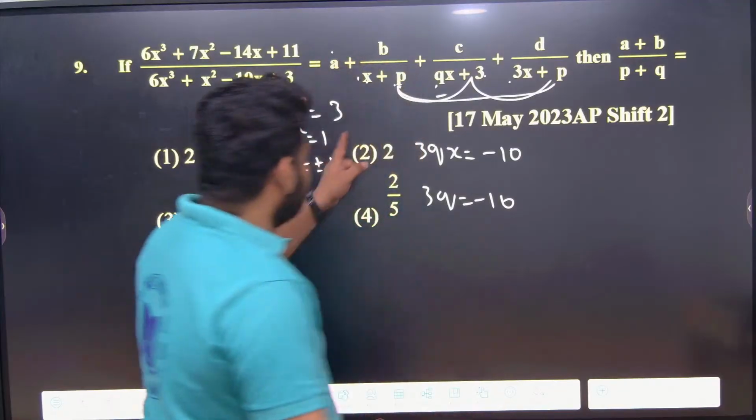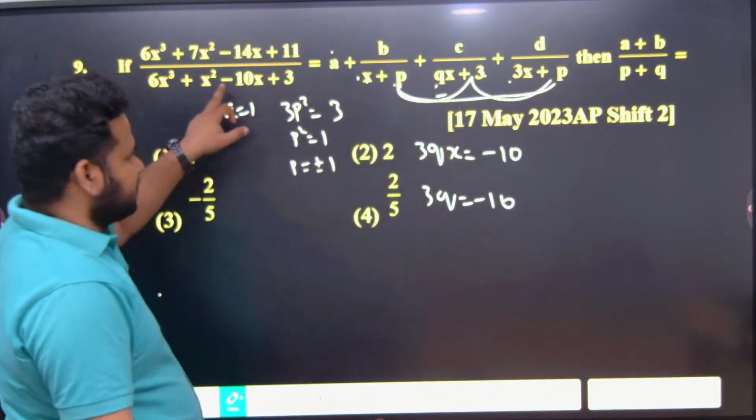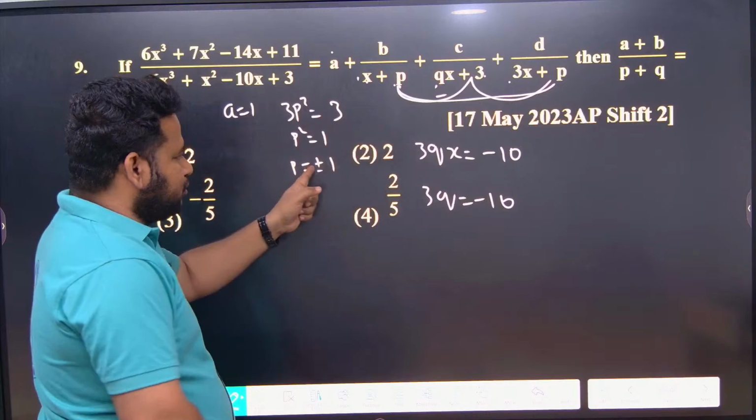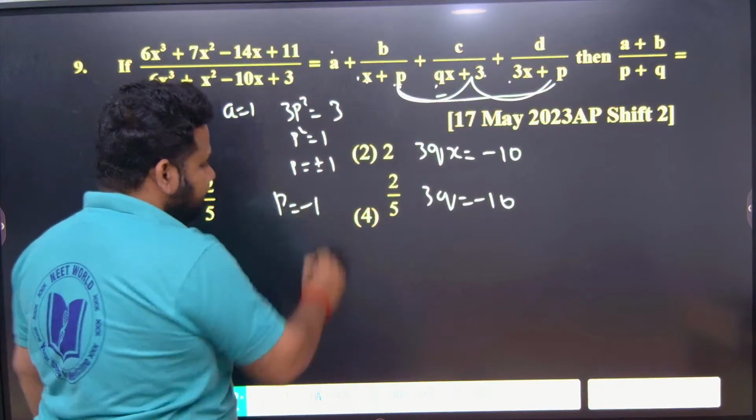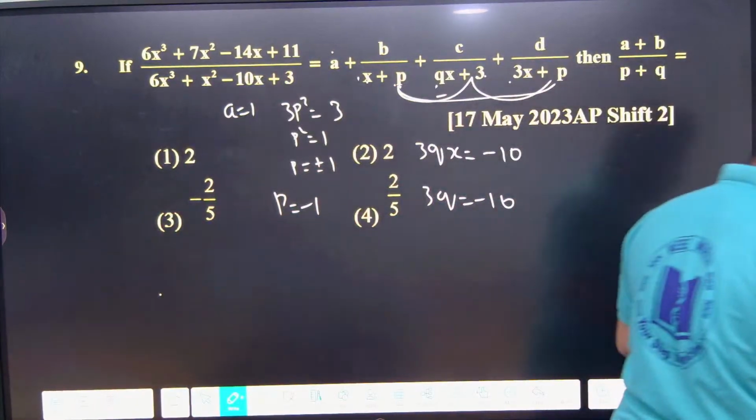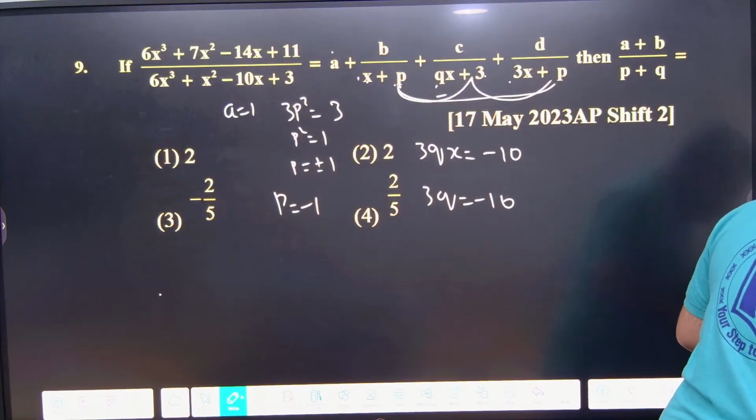See, like I told you, everything is positive here, but here I am getting minus 10. That means one of the things should be negative. So p cannot be plus 1. p will be equal to minus 1. Understood till here? p will be equal to minus 1.